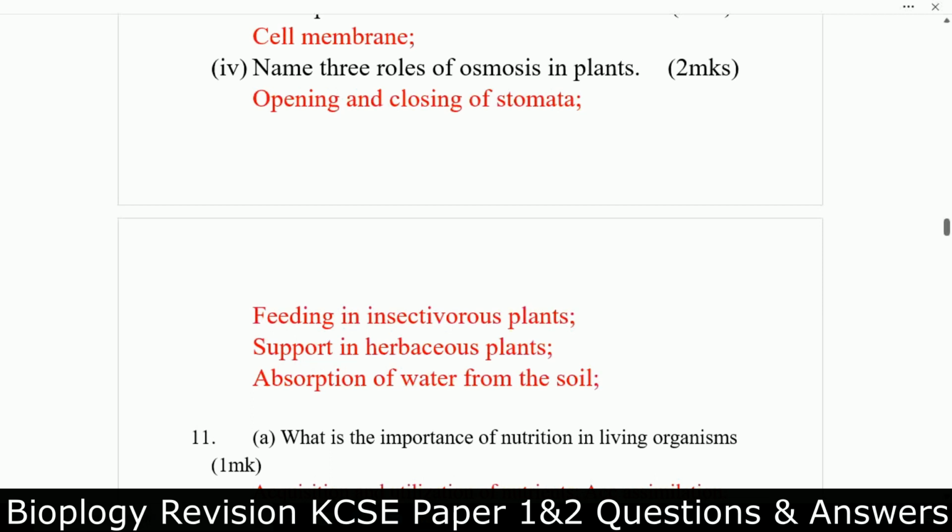So the roles of osmosis in plants are opening and closing of stomata. Number 2, feeding in insectivorous plants, it is used to do that. Next, support in herbaceous plants, and then the last one, absorption of water from the soil.